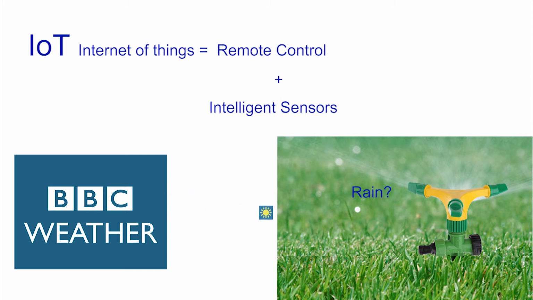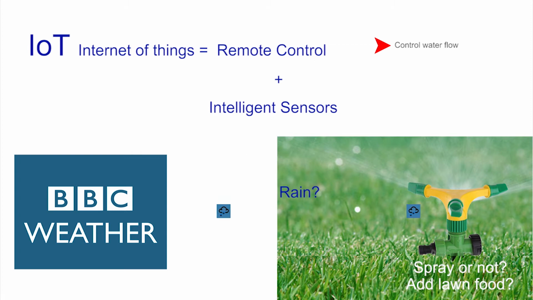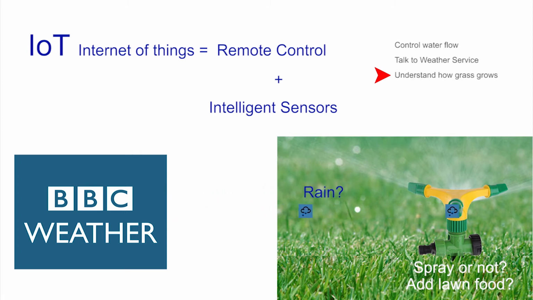It analyses the moisture in the soil. It then decides whether to spray or save water. It could also analyse the health of the grass and add missing nutrients to the water if necessary. For this to work, it would have to control the flow of water, know how to communicate with the weather service, understand how much water grass needs, and analyse the moisture and nutrients in the soil.